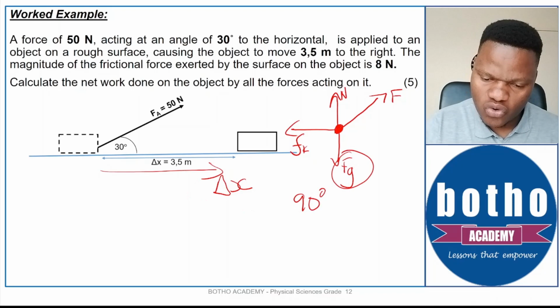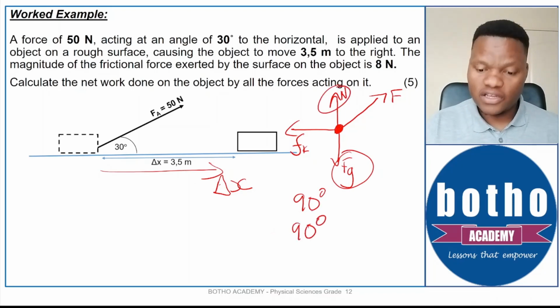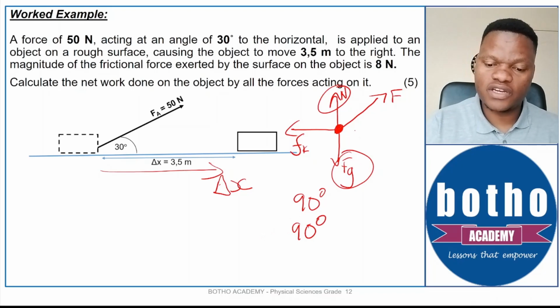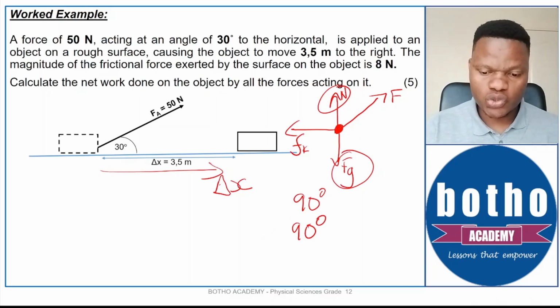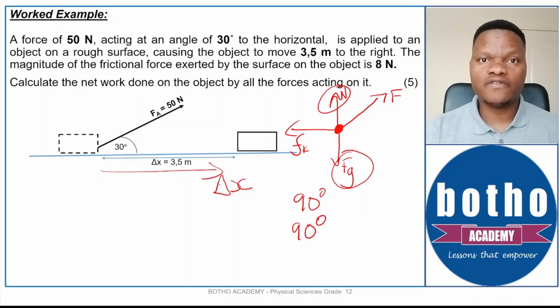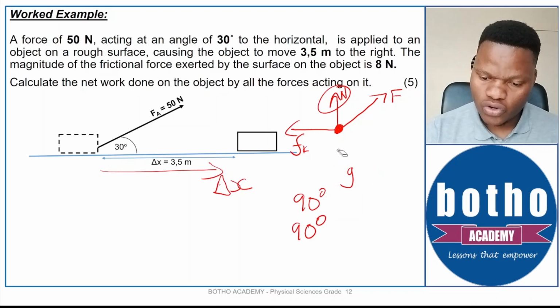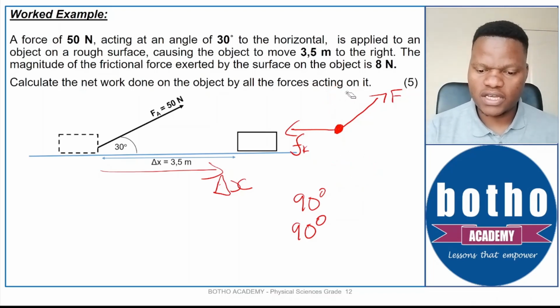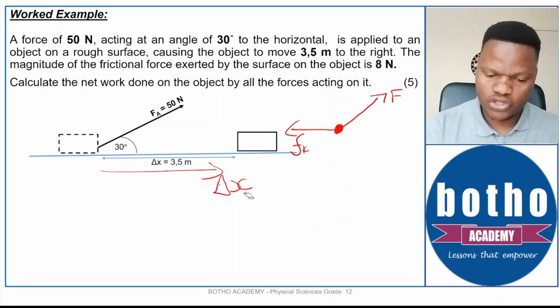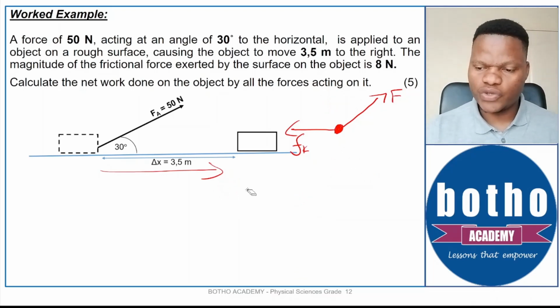The angle between the normal and delta x is also 90 degrees, which means the force of gravity together with the normal force are not doing work on the object, because if we do the calculation of work done by the normal force or the force of gravity, we are going to find cos 90 as part of the formula, and we know cos 90 degrees is equal to 0. So these two are not going to be considered in the calculation of the net work done, because both of them are 0. They are doing 0 work.